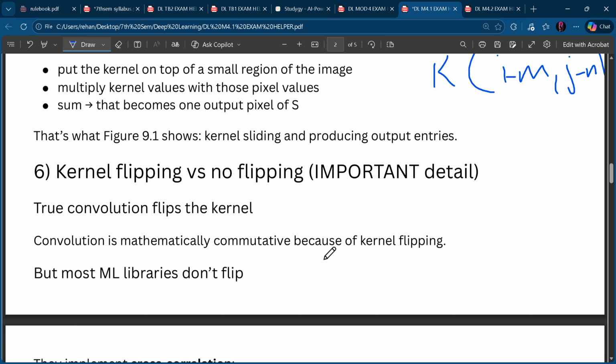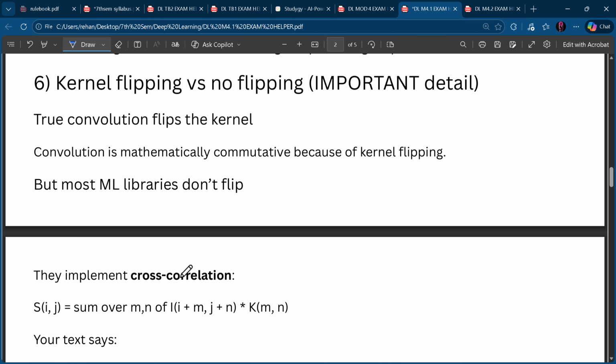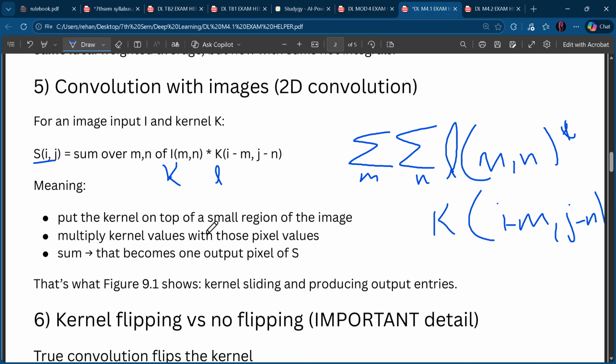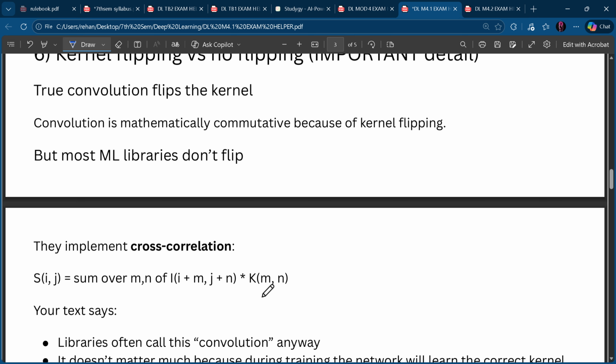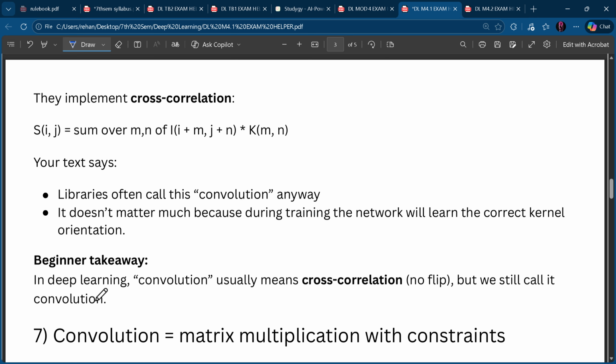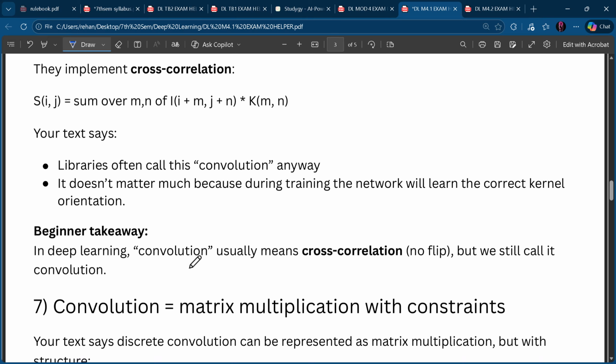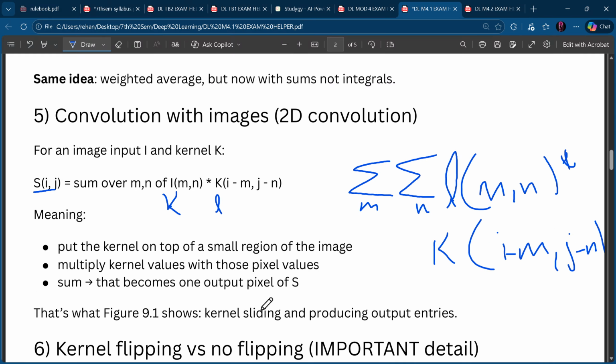Okay, so kernel flipping versus no flipping. The convolution flips the kernel. Convolution is mathematically computed with kernel flipping, but most ML libraries don't flip. They implement cross correlation. So simply what is happening is that what was multiplied with k is now being multiplied with L, and what was multiplied with L is now being multiplied with k. Libraries often call this convolution anyway. It doesn't matter much because during training the network will learn the correct kernel orientation. In deep learning, convolution usually means cross correlation, no flip, but we still call it convolution.